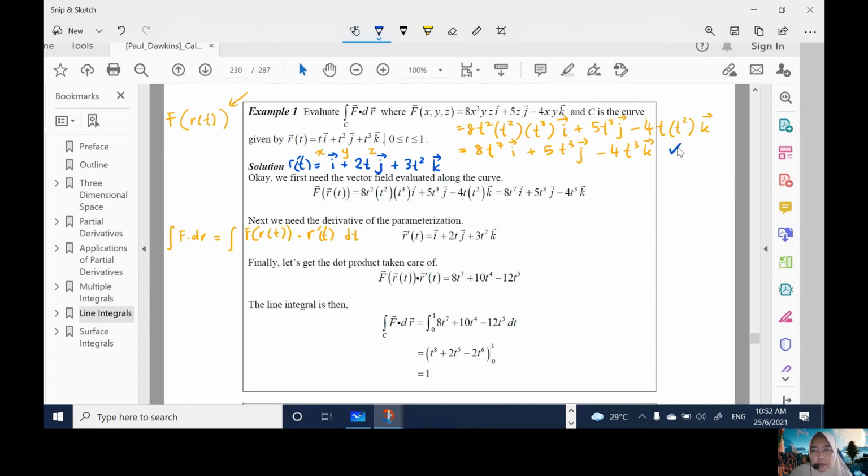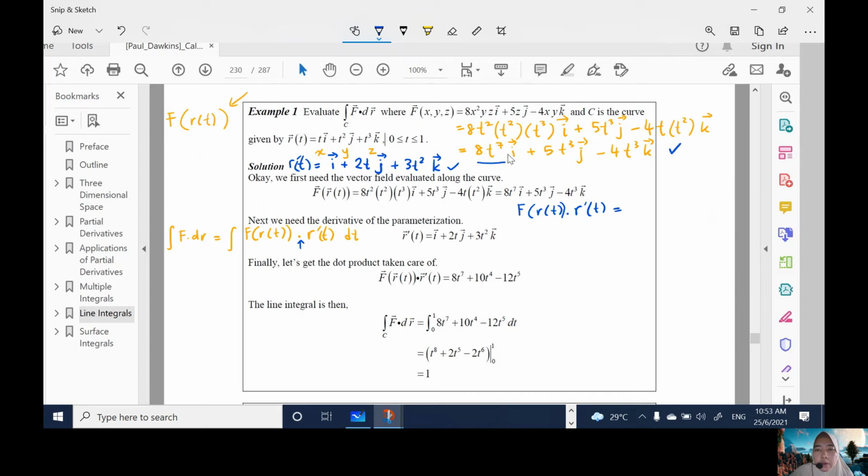So we have this F(r(t)) and we have r'(t), and then we need to do this dot product. What is the meaning of the dot product? The scalar part will be multiplied with the scalar part correspondingly. So F(r(t)) dot r'(t) dt, we find the dot product. Let's look here: in the dot product, we don't take the vector, we just take the scalar. This is the scalar part without the vector symbol.